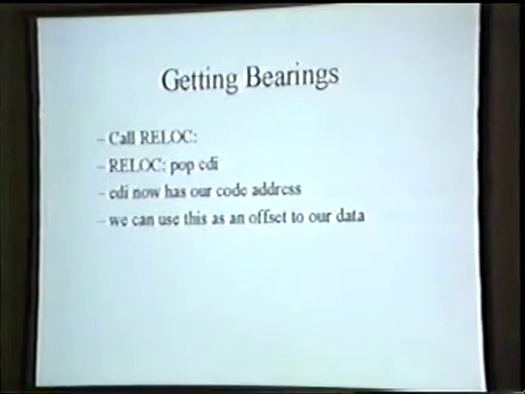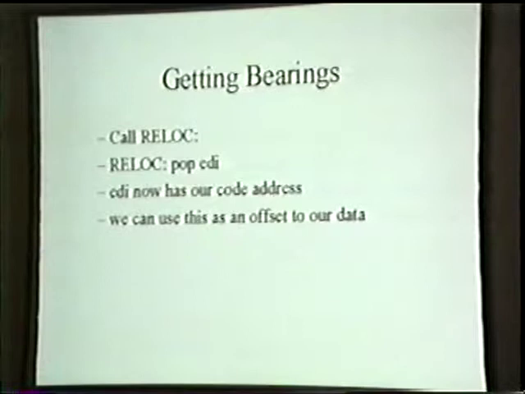Okay, so the correct answer to that question was you can do a call in reverse, and a call negative one will translate to E8 and FF, FF, FF, FF. There's no nulls in that. Very, very good. So that's another way to do the same thing.